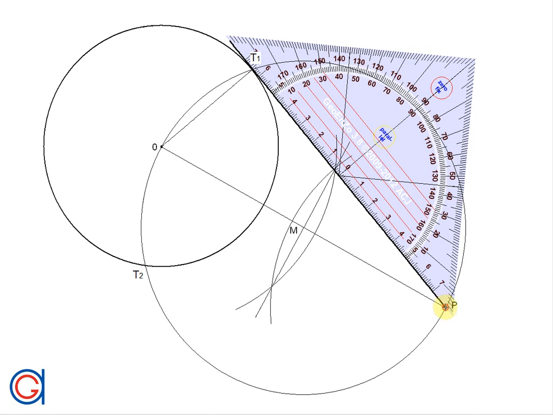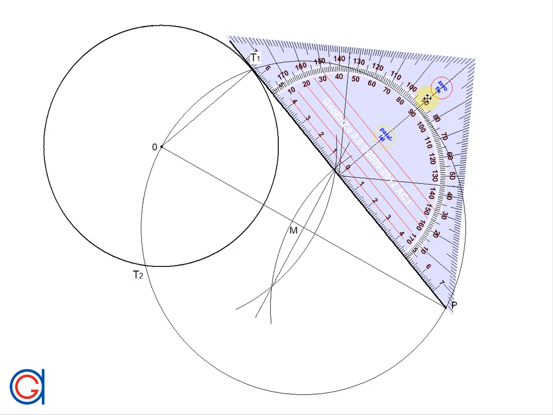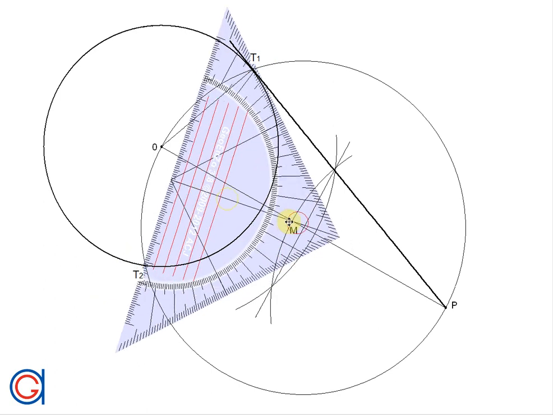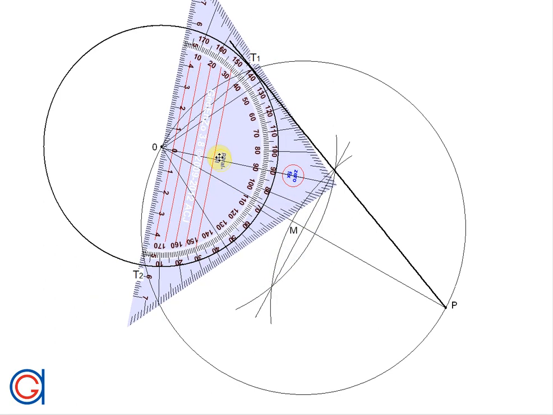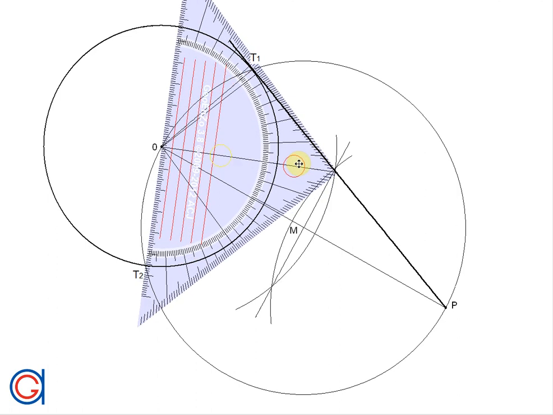And now we're going to repeat this process to get our second tangent line. So again, with the ruler, we're going to join the center of the given circle O to tangent point 2 with a line. And again, this line will be 90 degrees to the second tangent line that we want to draw.